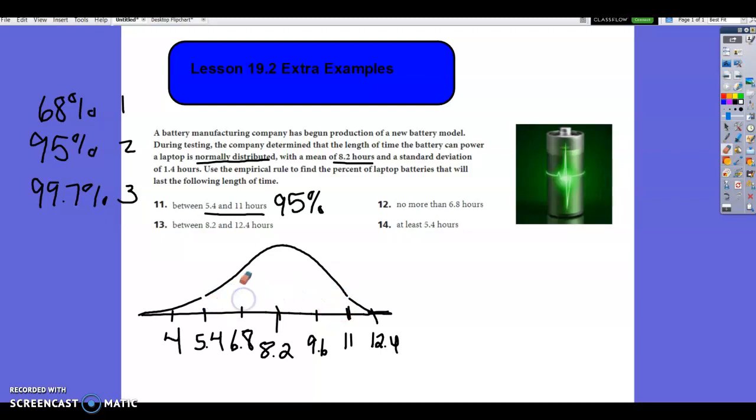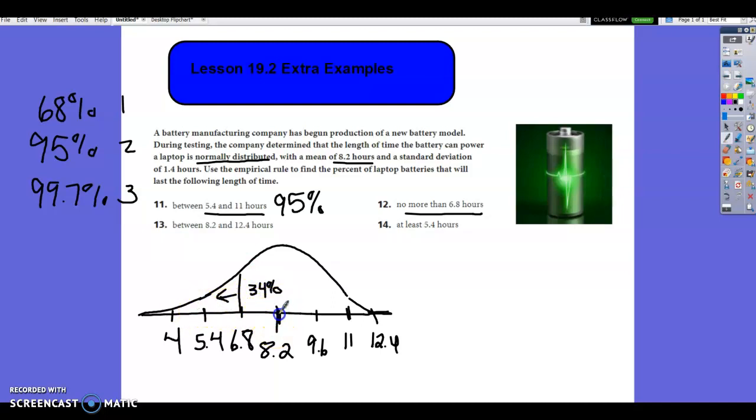All right, the next question says, no more than 6.8 hours. So no more means everything in this direction, everything less than 6.8. We know that 8.2 is our mean. We know that 1 standard deviation is 68%. So if I take half of 68, this gives me 34% here. And I want everything to the left of that.